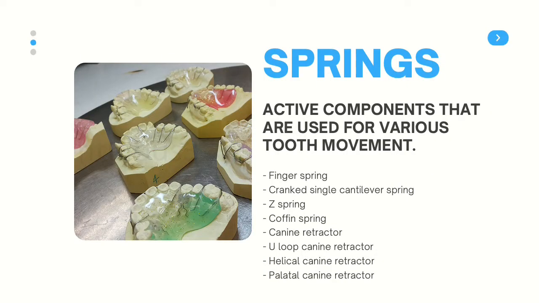Okay, now we will move on to spring. Spring is another active component that is used for various tooth movements. In this lecture, I will talk about finger spring, cranked single cantilever spring, Z spring, coffin spring, canine retractor, U-loop canine retractor, helical canine retractor, and palatal canine retractor.